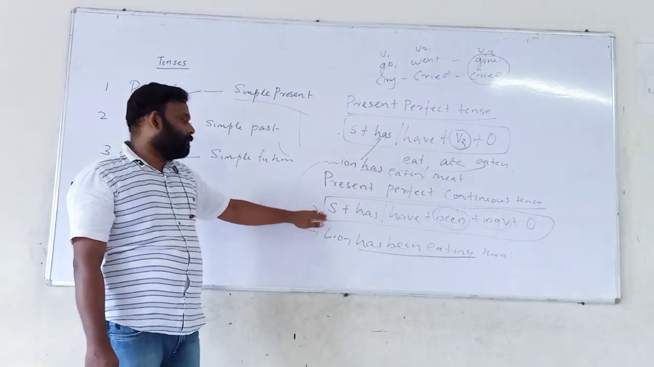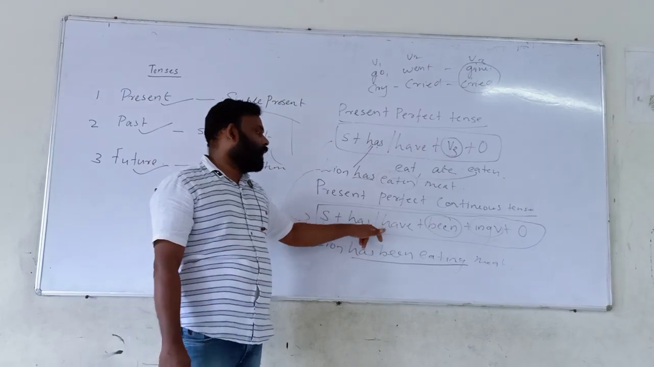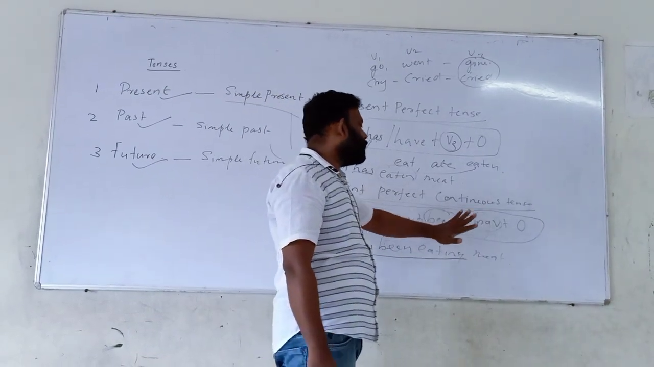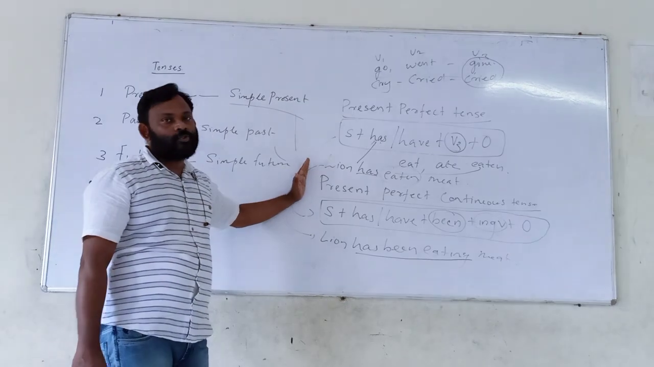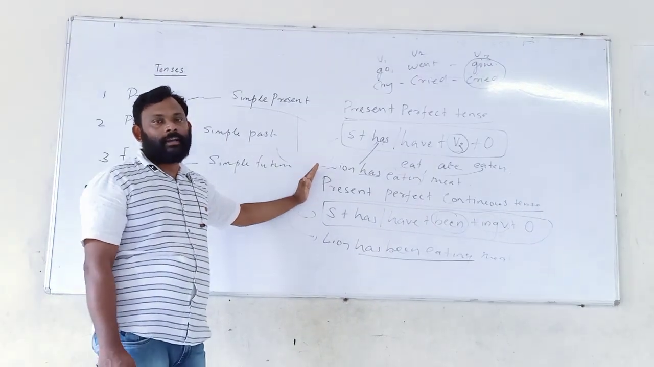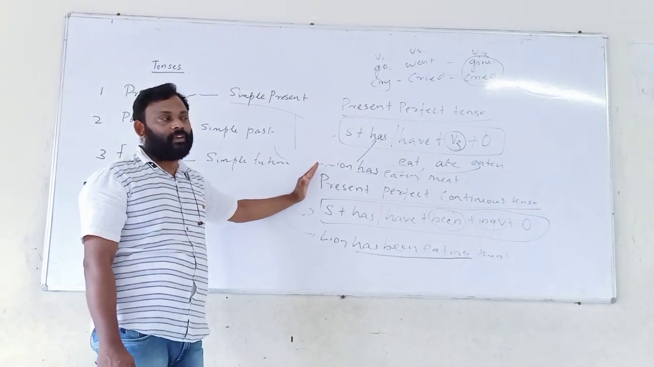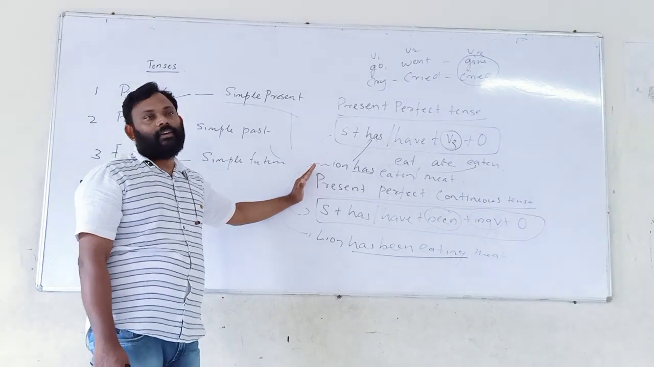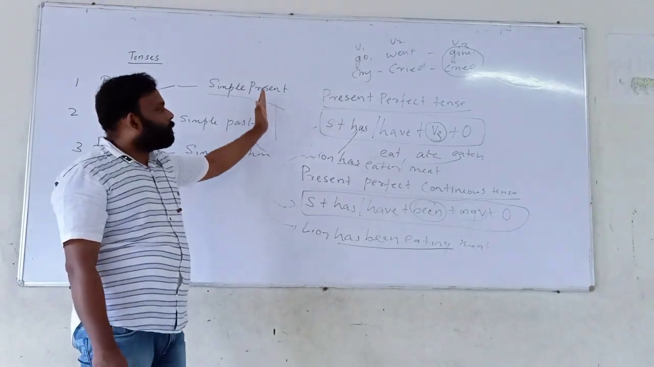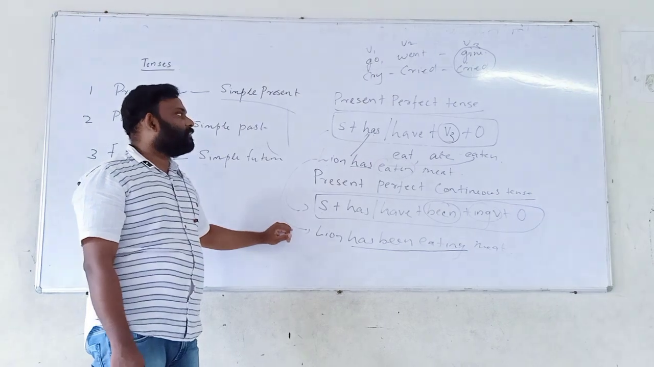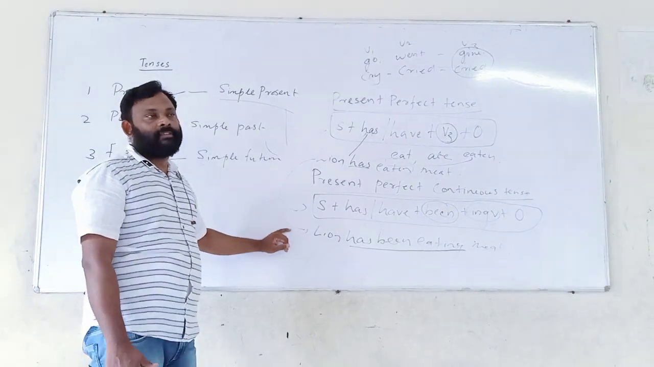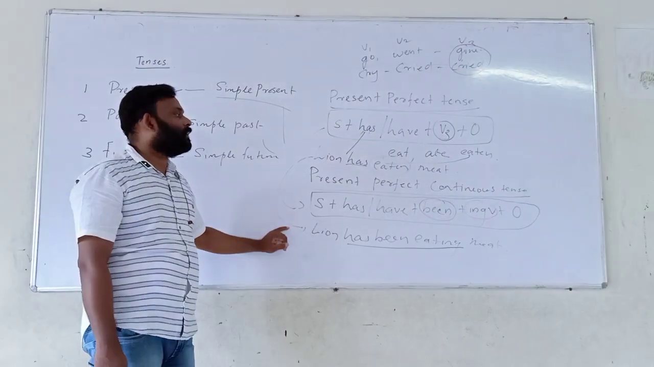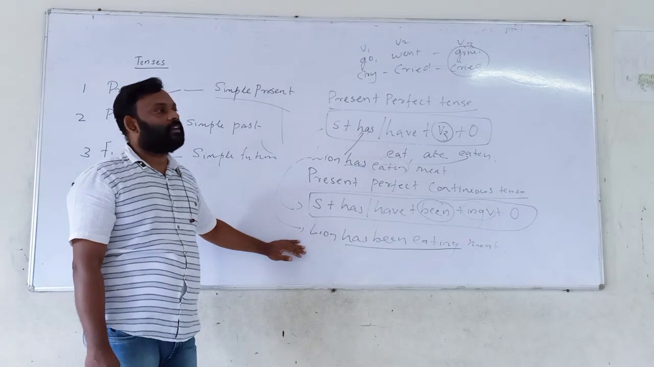So the form of present perfect continuous tense is subject plus has or have plus been plus ing verb plus object. And the tense is used to express an action which started in the past and still we are continuing with the same action. So now the four basics of present tense are completed here: simple present tense, present continuous tense, present perfect tense, and present perfect continuous tense.